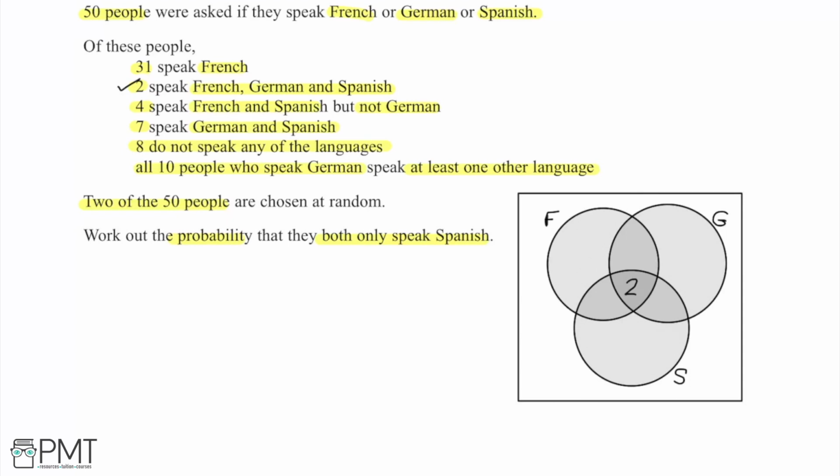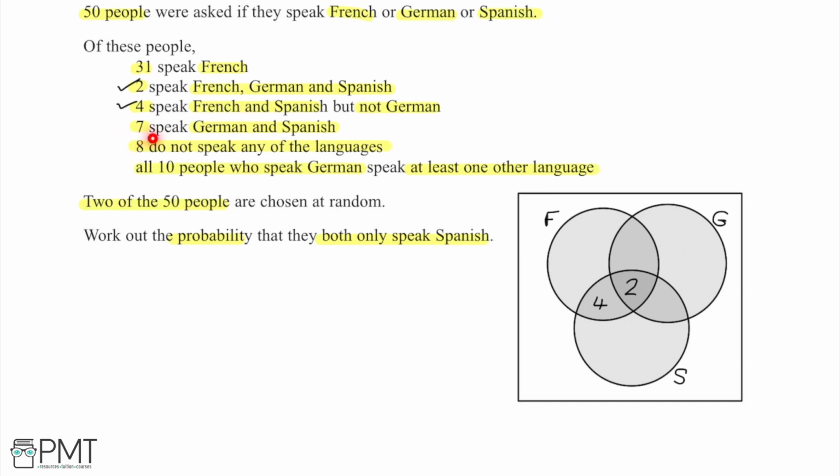Moving on, we then are told that 4 speak French and Spanish, but not German. So looking over here, the overlap between French and Spanish is this section here. However, the overlap between French, Spanish and not German is just this point that we have here. So this section here is going to be the 4 that speak French and Spanish, but not German. So I can fill that in as 4 and tick that piece off.